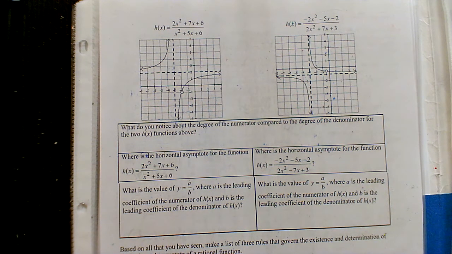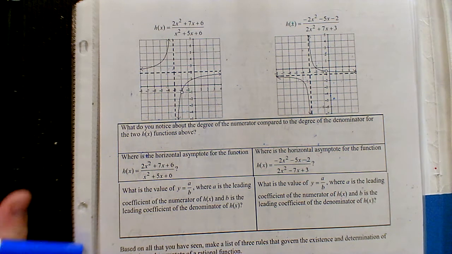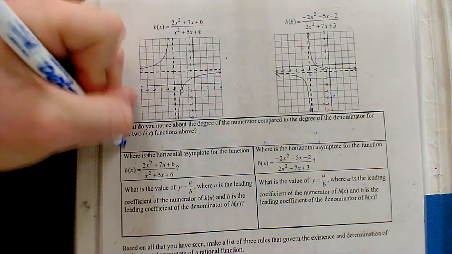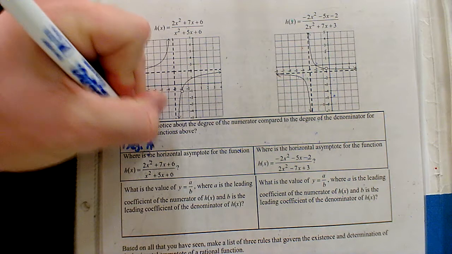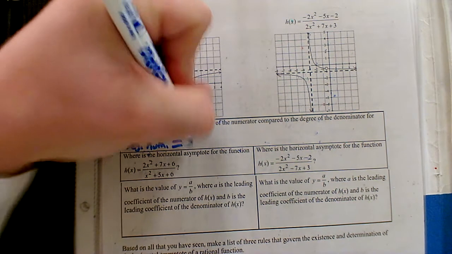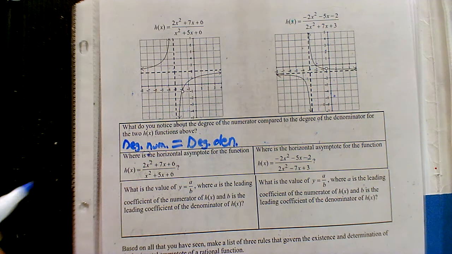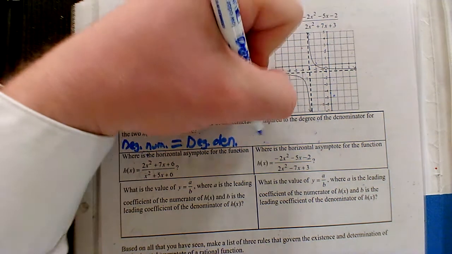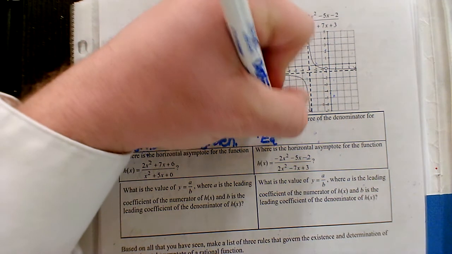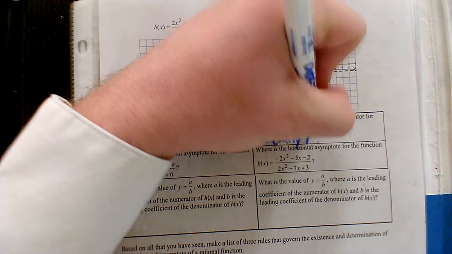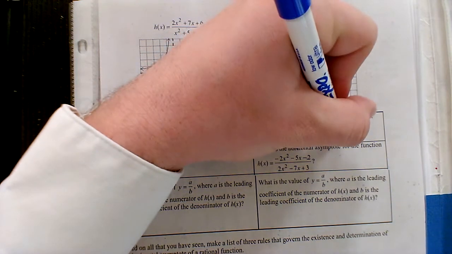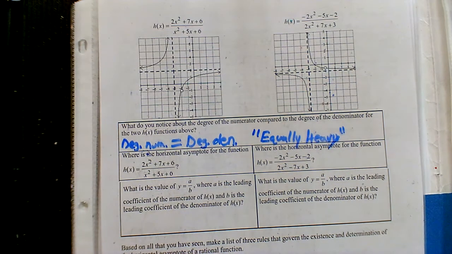Go ahead, Rebecca. Okay, the degree is the same. So we're going to say degree of numerator is equal to the degree of the denominator. So this one we could call equally heavy. Same on the top and the bottom.